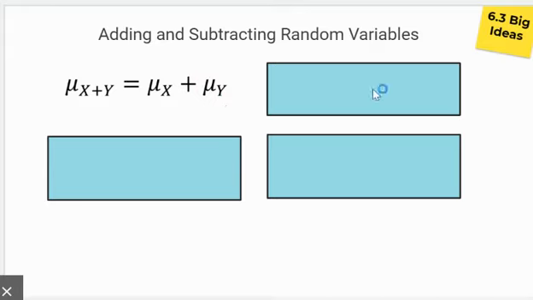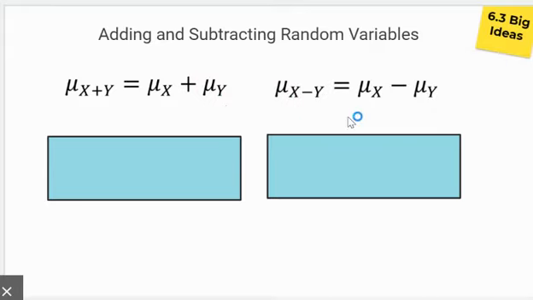Now, what if we were talking about subtraction? Well, with subtraction, it's the same idea. If we have two variables, x and y, and we are subtracting those two variables from each other, then the mean of the difference would be the difference of the means. So the mean of x minus y is equal to the mean of x minus the mean of y. That's pretty intuitive and easy to understand when we're talking about the mean.